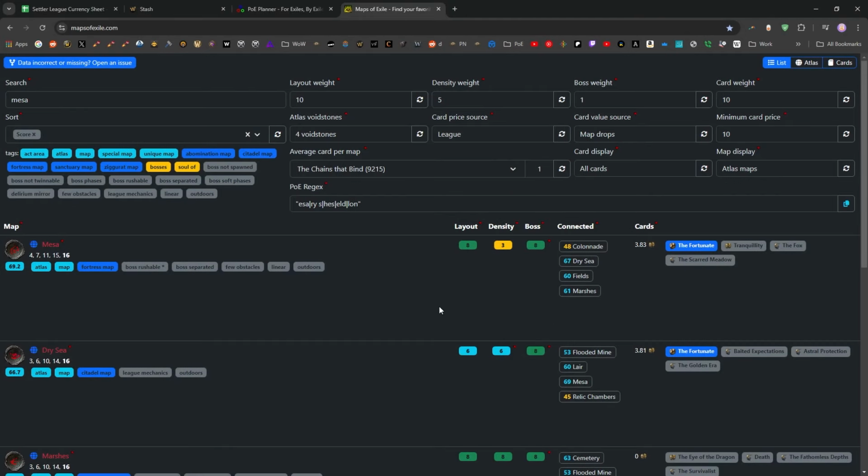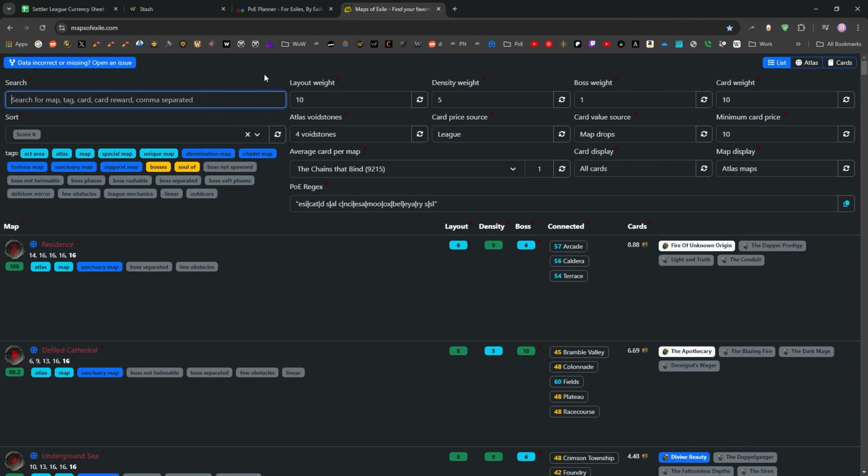All right, now let's move on to Maps of Exile. This is a really useful website that people like to use for figuring out what map they want to run, especially if they're farming a particular Div card or they're trying to maximize their chaos per map from Div cards, essentially. It gives you all of these little inputs here that you can use to value the layout of the map or the base mob density or the difficulty annoyance of the boss. But the main thing that people tend to focus on is the value of the cards.